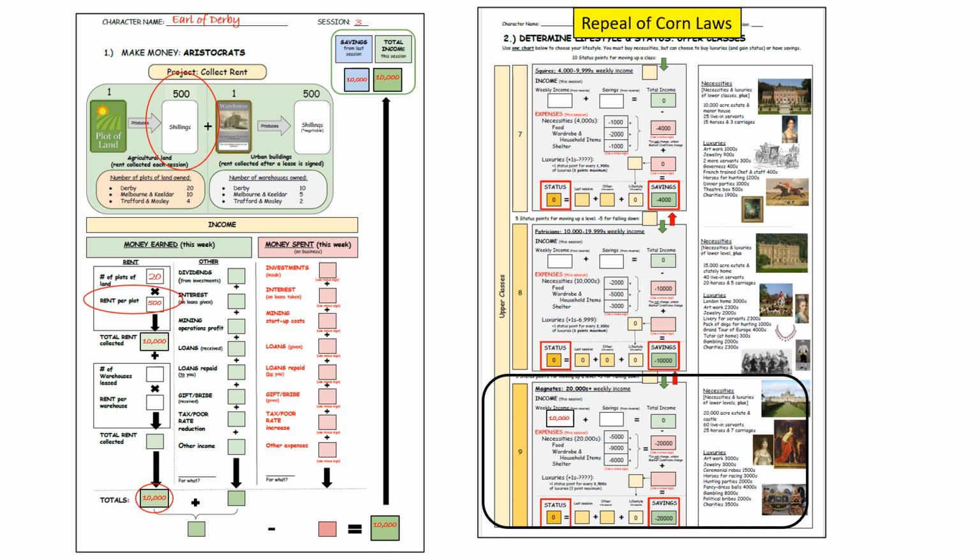And when he fills out his lifestyle and status worksheet, he finds that his total income is 20,000 shillings, but his necessities are 20,000 shillings. So he ends with nothing. He ends with no savings and no status points. So repealing the Corn Laws has a very, very serious effect on him, which is why in historical reality, the aristocrats really resisted repealing the Corn Laws. It took them until 1846 to do that, and the game is set in 1817.